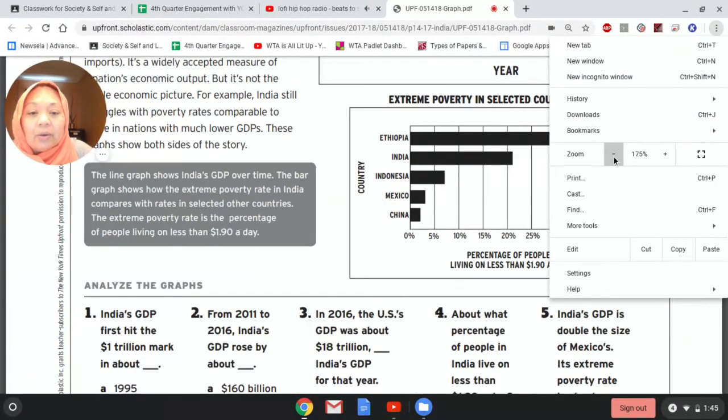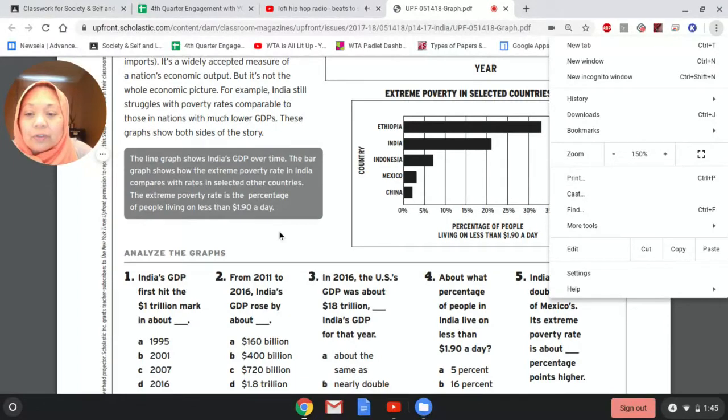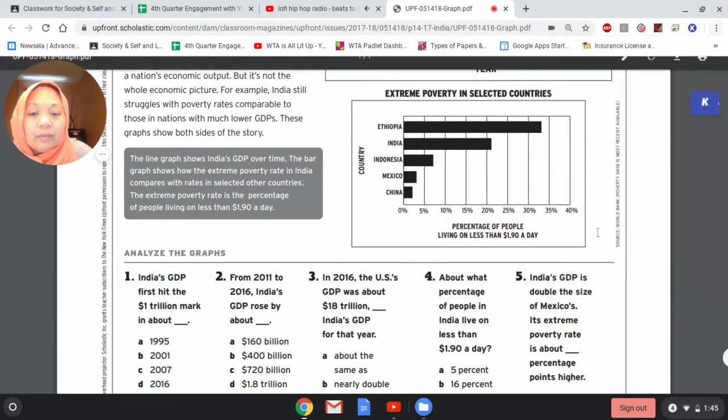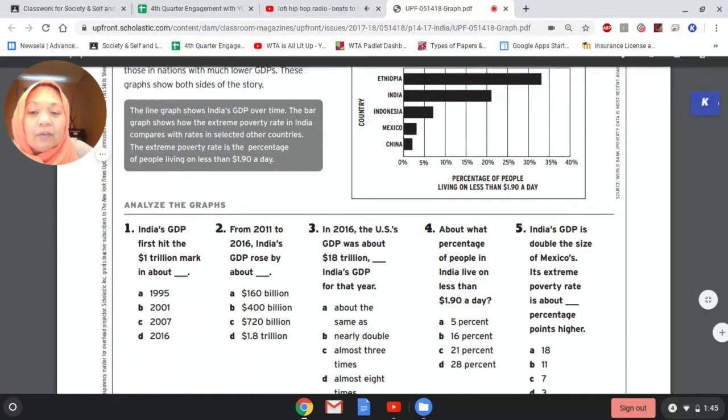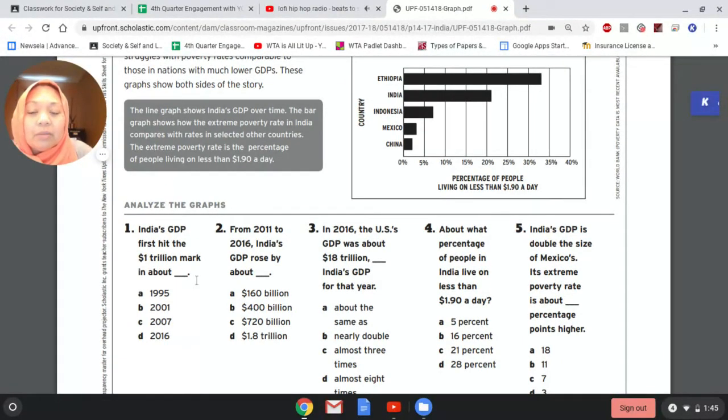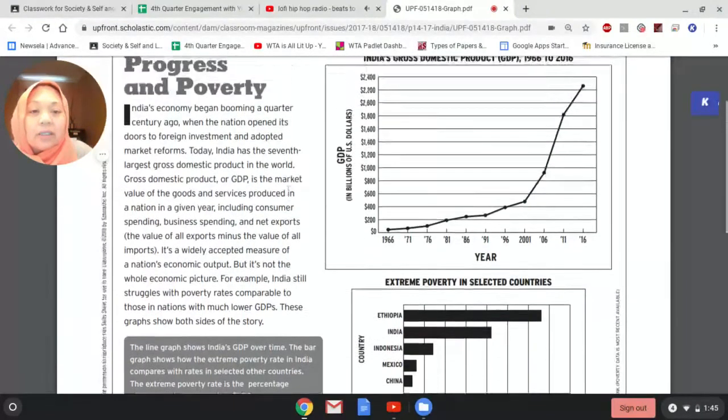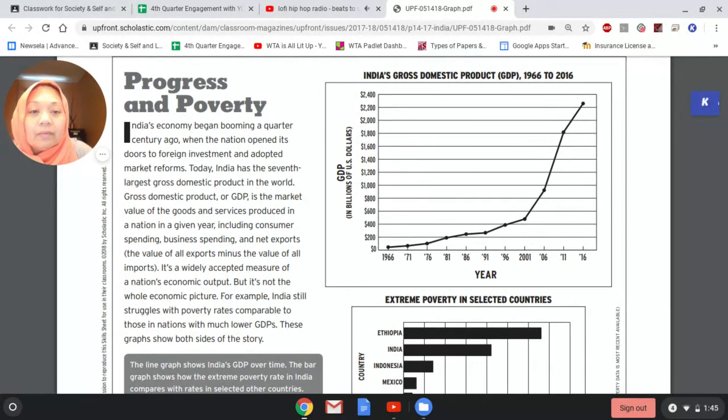All right, so let's go to the first question. Number 1, India's GDP first hit the 1 trillion mark in about, is it A, 1995? Is it B, 2001? Is it C, 2007? Or is it D, 2006? So let's look back up at the graph. What is the answer?